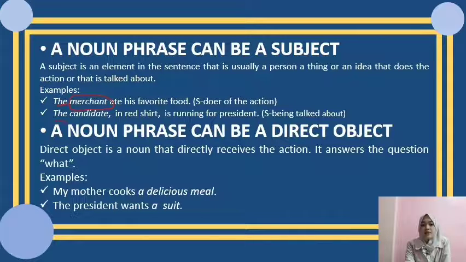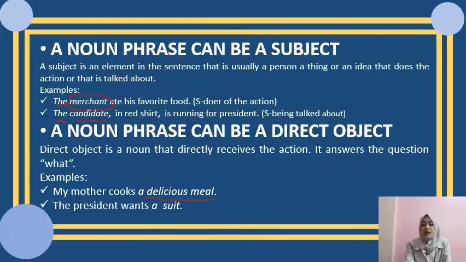The candidate in red shirt is running for president. The subject here is being talked about. Another, a noun phrase can be a direct object. A direct object is a noun that directly receives the action. It answers the question what. So the example is: my mother cooks a delicious meal.